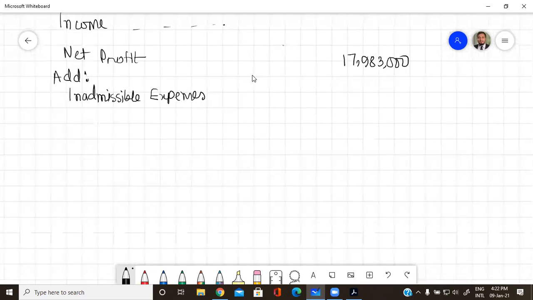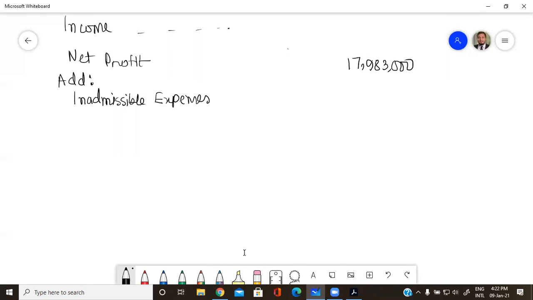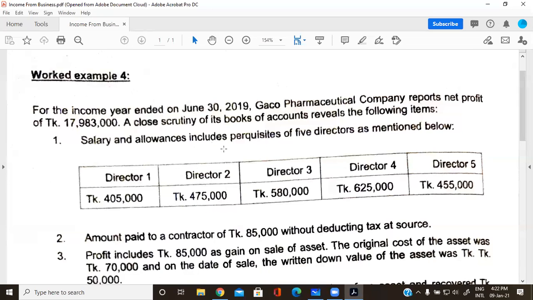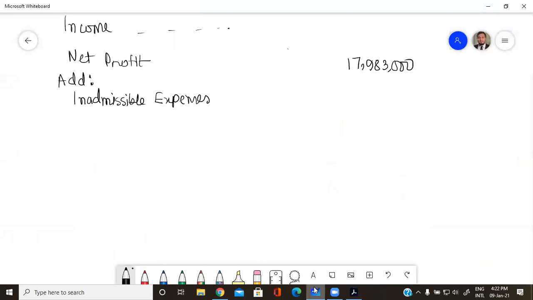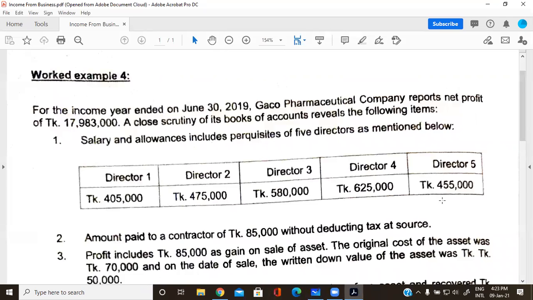Okay, so let's continue. First of all, salary and allowances include perquisites of 5 directors as mentioned below. Can you recall that there was a restriction that how much perquisite you can pay maximum? We just have discussed. How much is the ceiling for the perquisite? 550,000, right? 550,000 for perquisite.